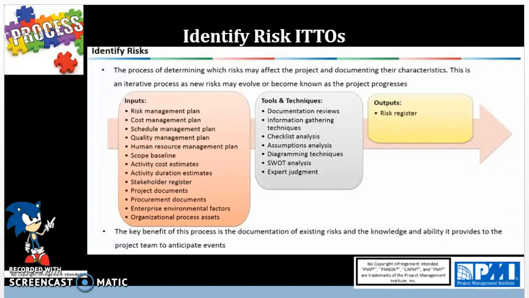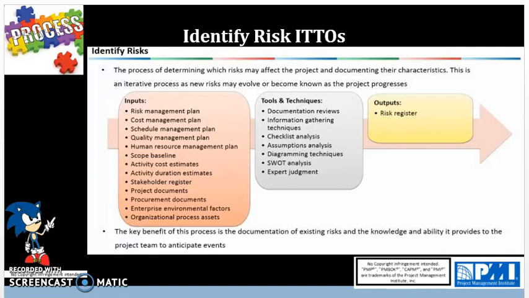The next tool and technique is checklist analysis. This is where you're going to have risk identification checklists based on historical information and knowledge that has been accumulated from previous similar projects and from other sources of information. Note that the lowest level of the risk breakdown structure, which is part of the risk management plan, is the risk checklist.